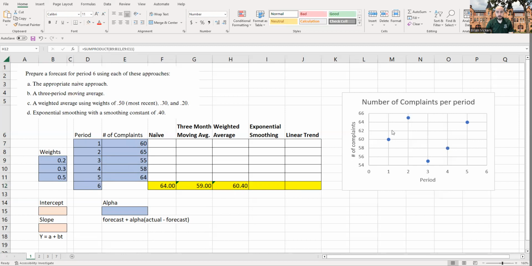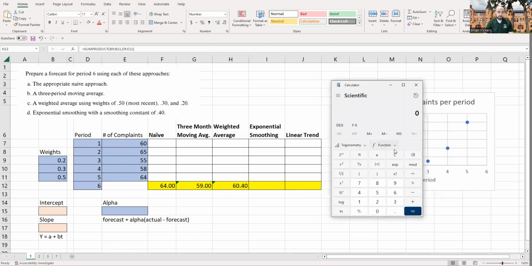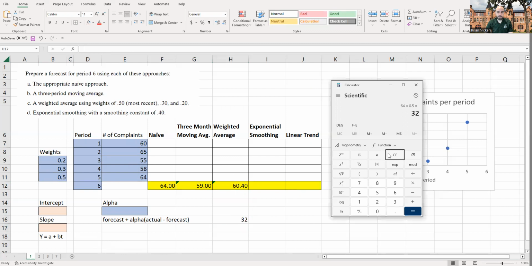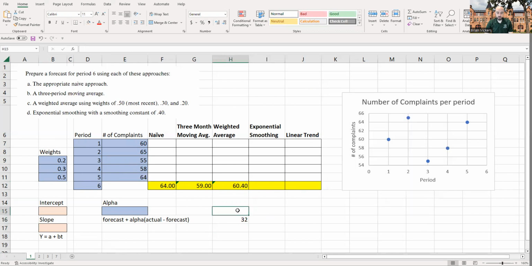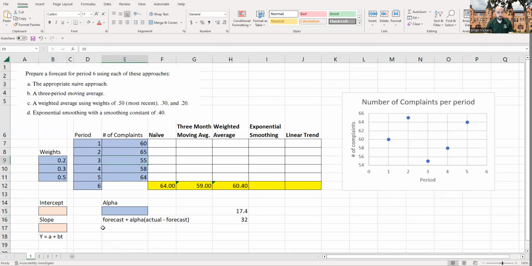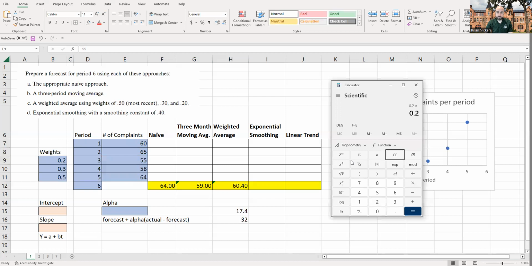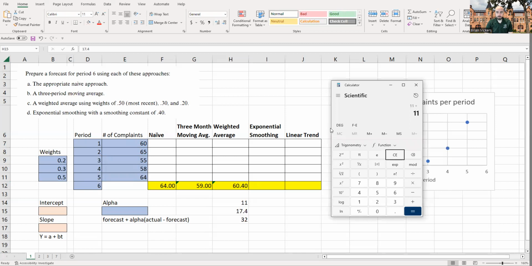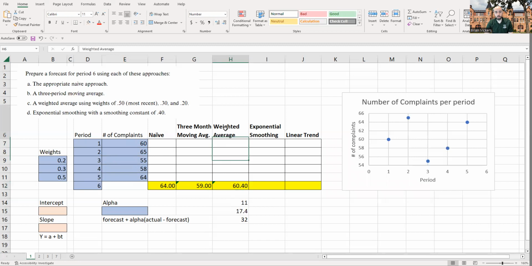So how would I do this one by hand? Well, I would just have to do one at a time, write them down in between. So I would do 64 times 0.5, 32, write that down on paper, right? 0.3 times 58, which is the period 4, get 17.4. And then 0.2 times 55, which is 11. Now I add them together. So 11 plus 17.4 plus 32, I get 60.4. That's how I would do a weighted average.